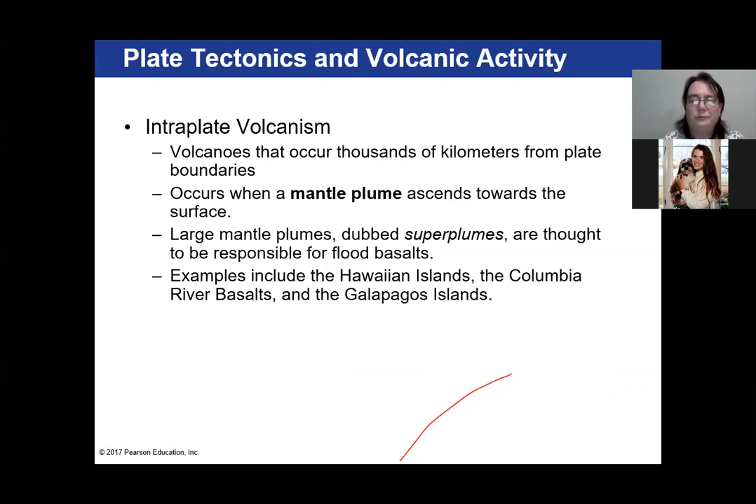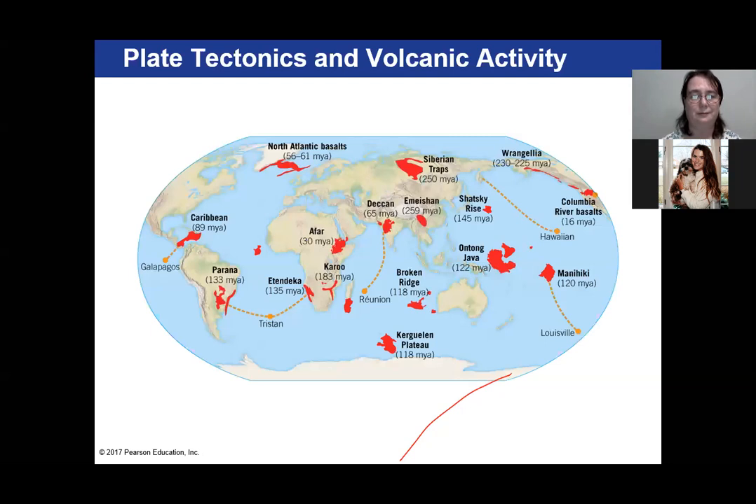And you can have volcanoes that form in the middle of a plate. That's what Hawaii is. These are called hot spots, and they're formed when a mantle plume, a large blob of mantle material, comes towards the surface, breaks through a weak spot in the crust, and that's what forms those volcanoes. So like I said, Hawaii's in the middle of the ocean plate. Galapagos, Yellowstone is another one.